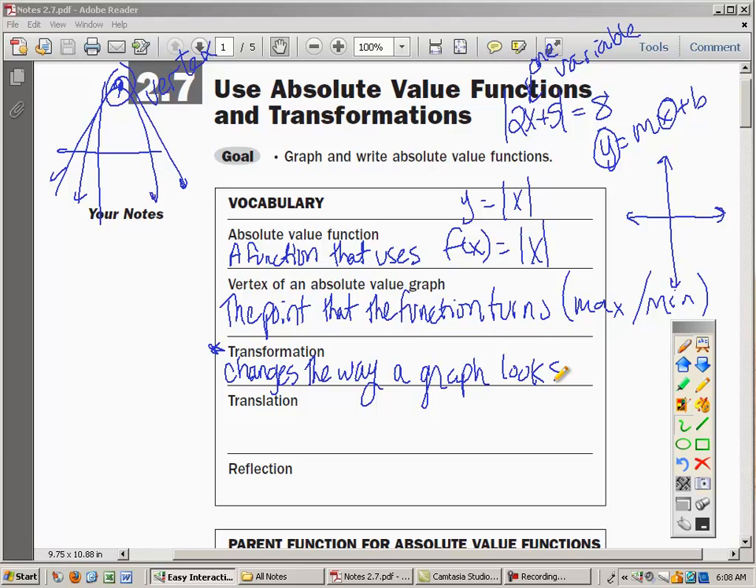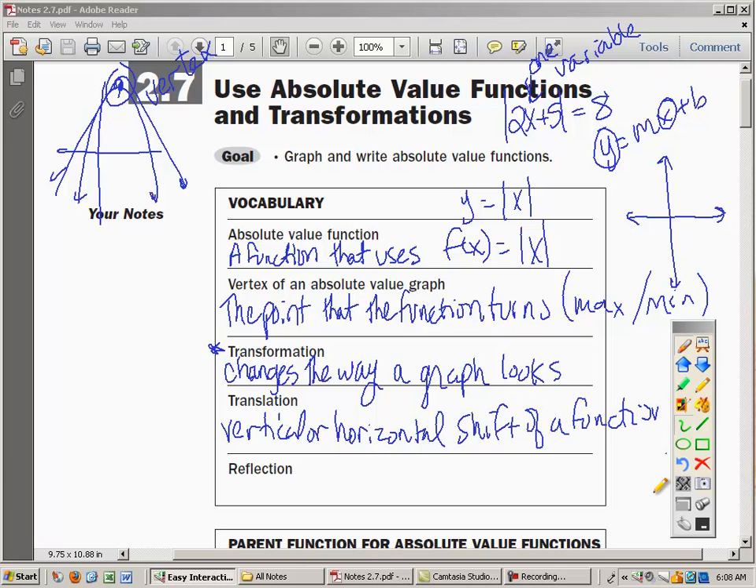A translation is a vertical or horizontal shift of a function. Okay, a vertical or horizontal shift of a function. So if a function is moved 2 units right or 2 units up or whatever, that's going to be a shift, and we call that a translation.